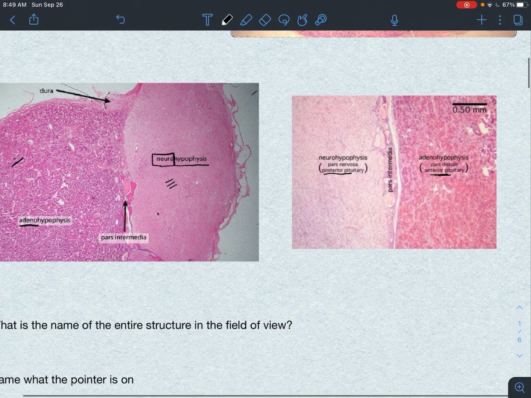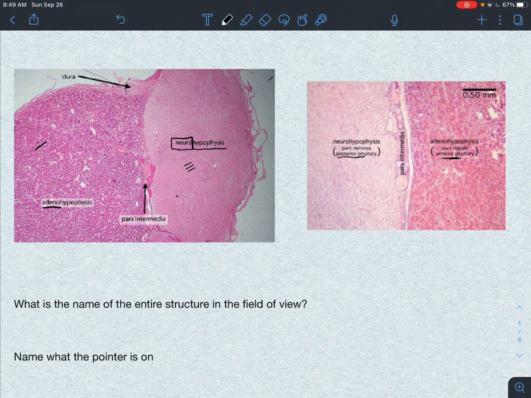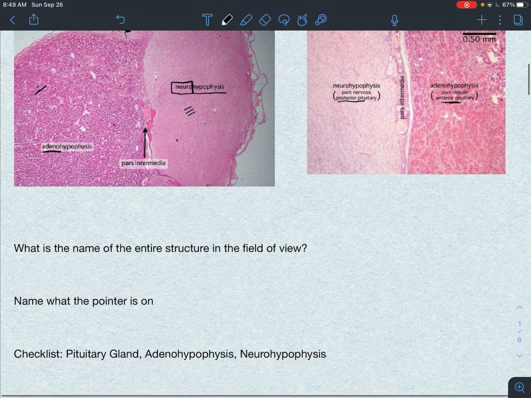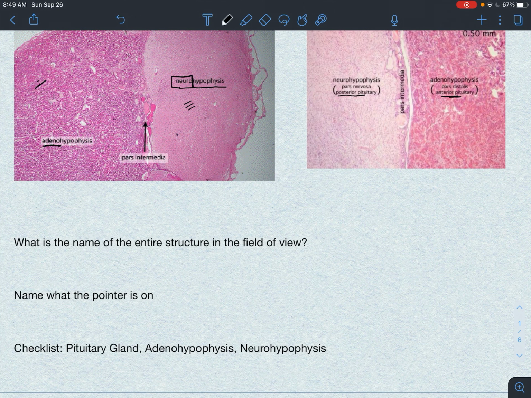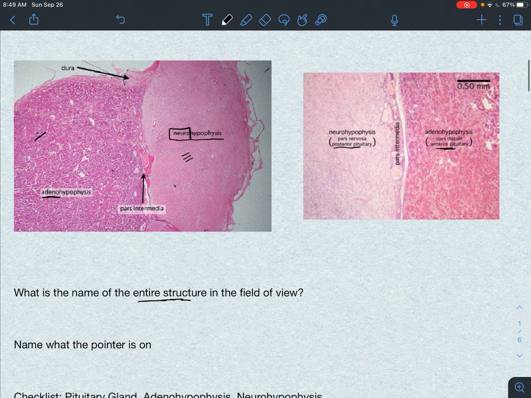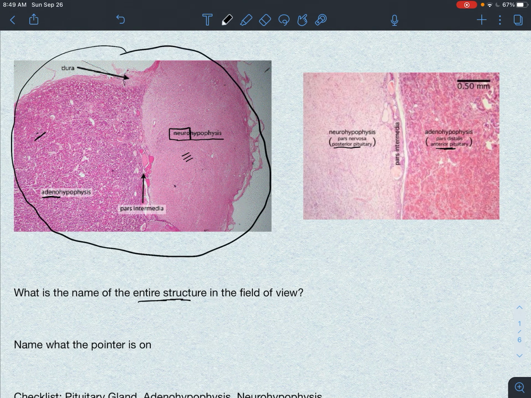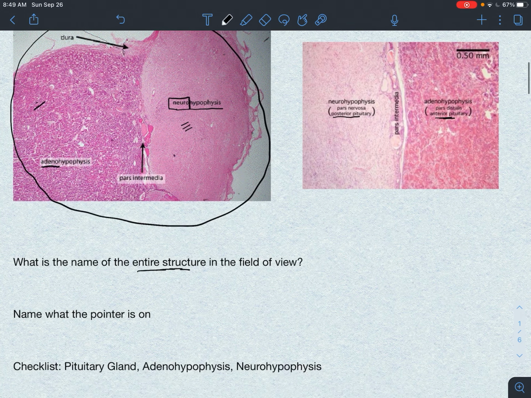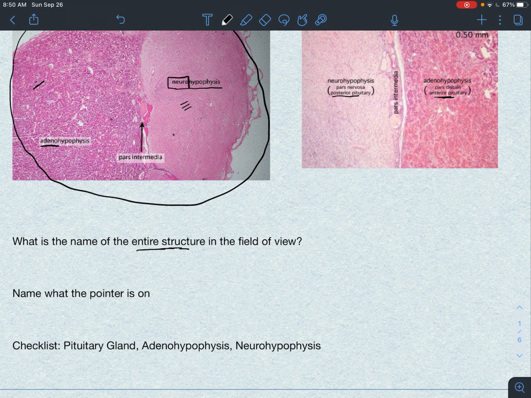So then, what are some questions that you want to be familiar with when it comes to this particular slide? You might see a question such as this one: what is the name of the entire structure in the field of view? If the question is asking you what is the name of this whole thing in the field of view that you've got here, then you would say the pituitary gland. And so here's your checklist. You want to look at the checklist to see what you could answer. You could say pituitary gland.